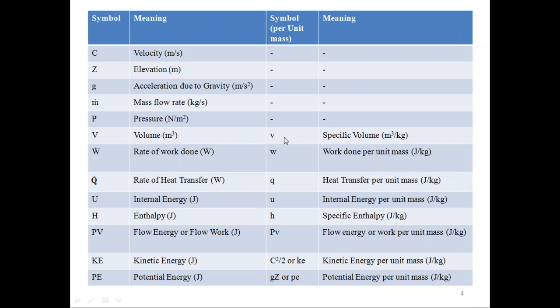Symbols per unit mass. Small v represents specific volume in meter cube per kg. Small w represents work done per unit mass in joule per kg. Small q represents heat transfer per unit mass in joule per kg. Small u represents internal energy per unit mass in joule per kg. Small h represents specific enthalpy in joule per kg. P into small v, where P is the pressure, small v is the specific volume, represents flow energy or flow work per unit mass in joule per kg. C squared upon 2 or small ke represents kinetic energy per unit mass in joule per kg. g z or small pe represents potential energy per unit mass in joule per kg.